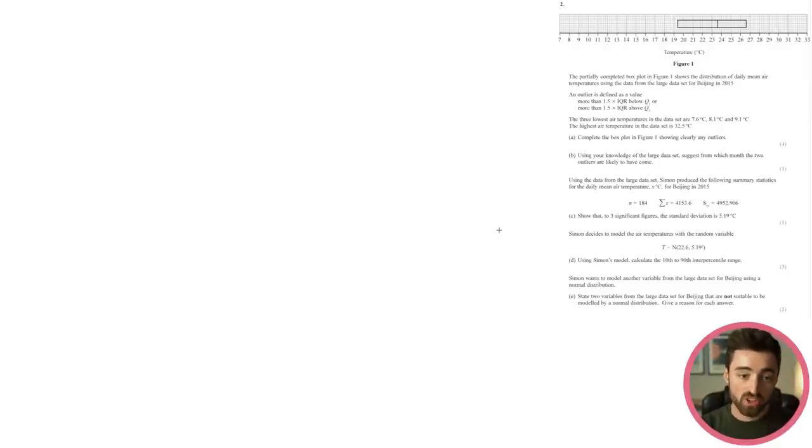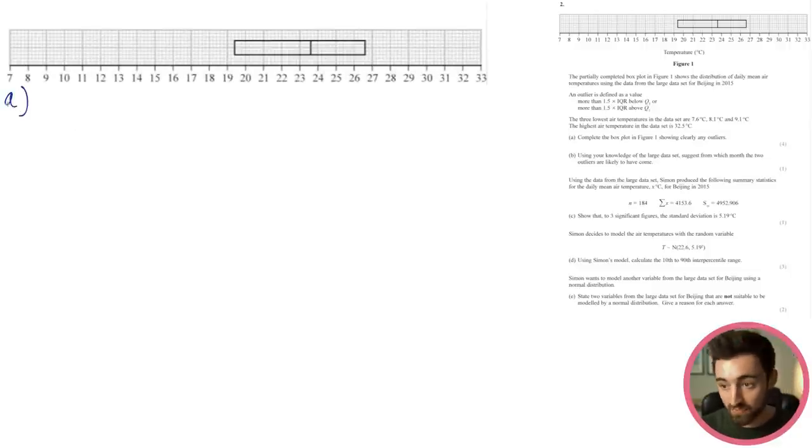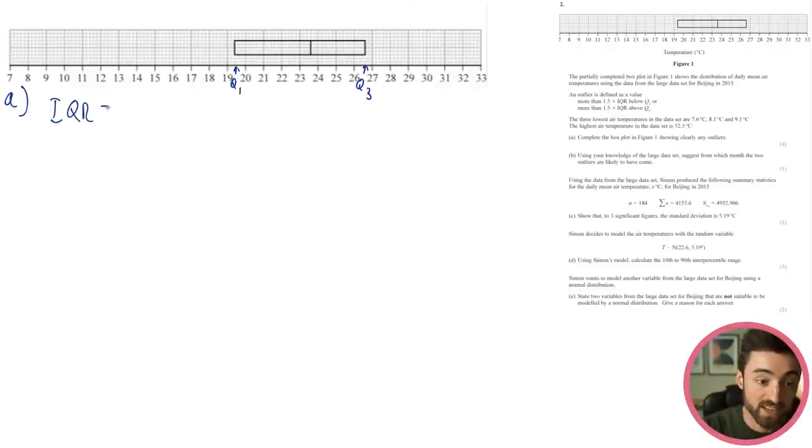Okay, so the first thing we're going to need to do is work out what an outlier is. So it tells us, luckily. First of all, it's to do with Q1 and Q3. Now these are the lower and upper quartiles, which are represented by the start and the end of the box in a box plot. So the interquartile range is basically the difference between these quartiles. So Q3 minus Q1. So let's get that before we continue.